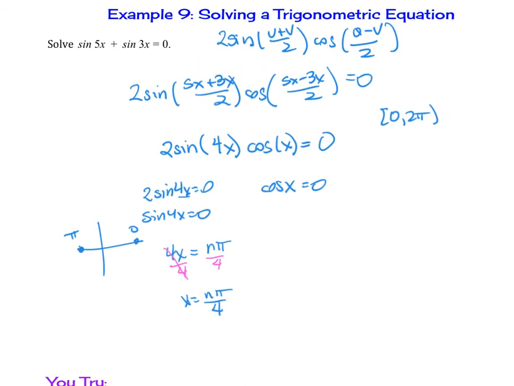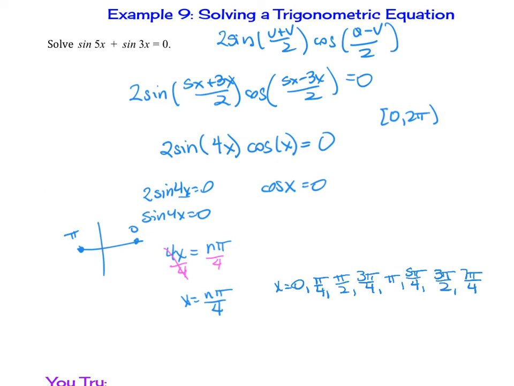So if you plug in numbers, you would get x equals 0, pi over 4. And then you plug in 2 pi over 4, which is pi over 2. Then you get 3 pi over 4. 4 pi over 4 is just pi. 5 pi over 4. 6 pi over 4 is 3 pi over 2, and then 7 pi over 4. Then you have 8 pi over 4, which is just 2 pi.